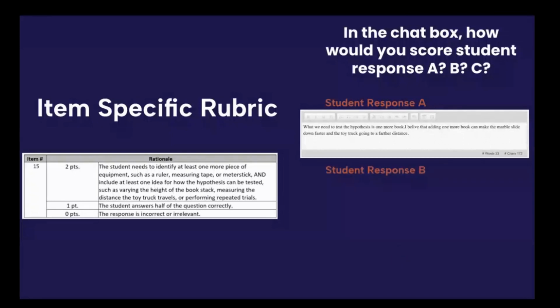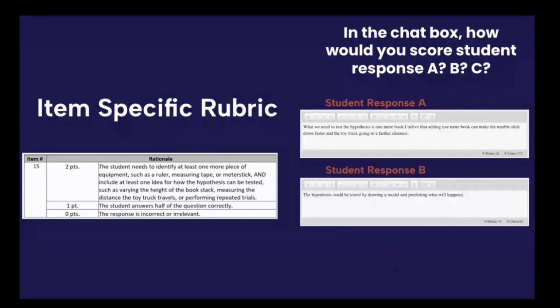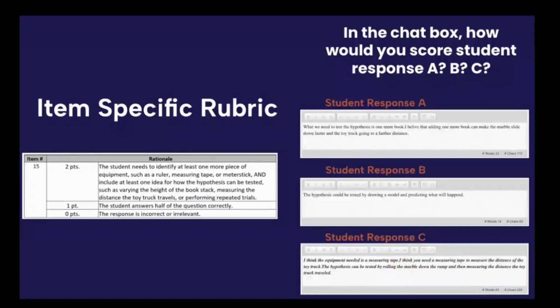For response B, the student said, "The hypothesis could be tested by drawing a model and predicting what will happen." For student response C, it says, "I think the equipment needed is a measuring tape. I think you need a measuring tape to measure the distance of the toy truck. The hypothesis can be tested by rolling the marble down the ramp and then measuring the distance the toy truck traveled."